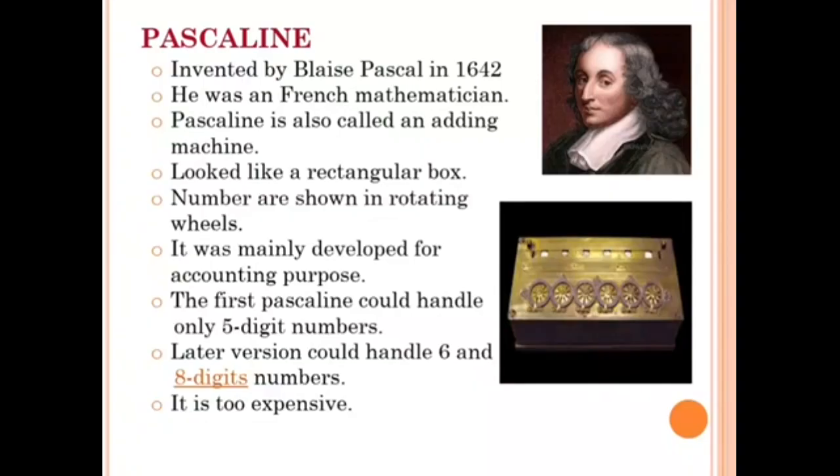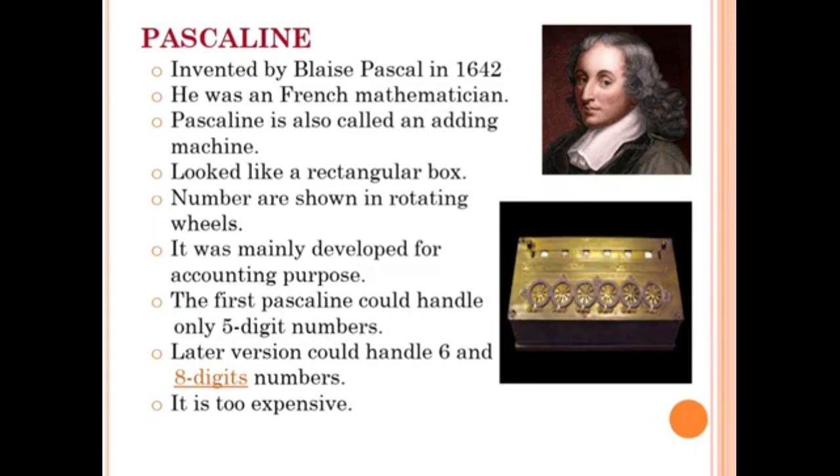Our next device is the Pascal line. The Pascal line was invented by Blaise Pascal in 1642. Did you see the picture? He is Blaise Pascal, a French mathematician. The Pascal line is also called an adding machine. It looks like a rectangular box, and numbers are shown on rotating wheels.